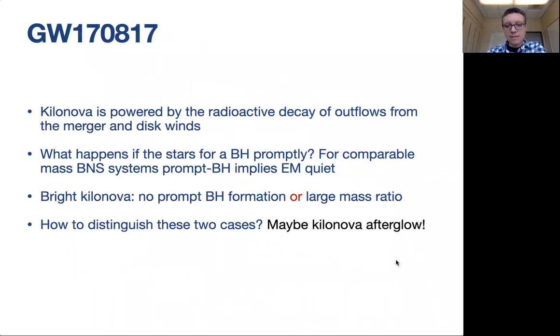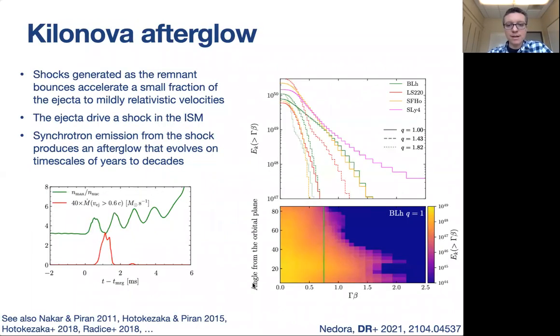A mechanism was proposed by Piran and Nakar about 10 years ago, by which we could, in principle, probe this fast tail of the ejecta. The idea is that this fast tail of the ejecta may interact with the interstellar medium and produce synchrotron radiation, which we could see on months or years time scale from the merger. This is the so-called kilonova afterglow.